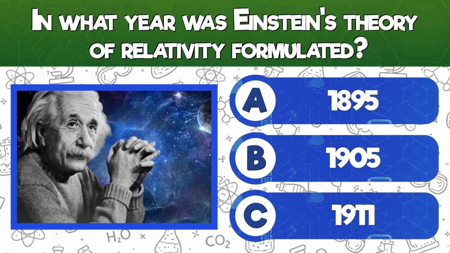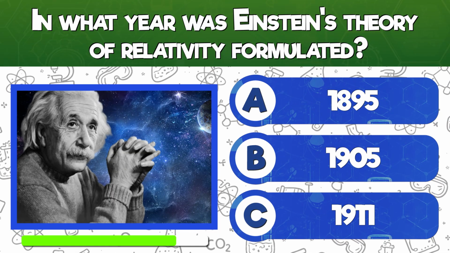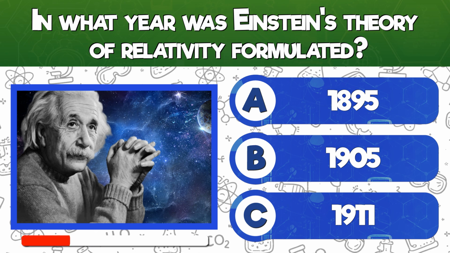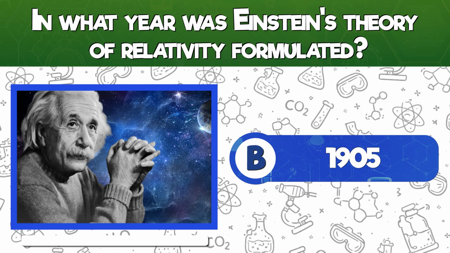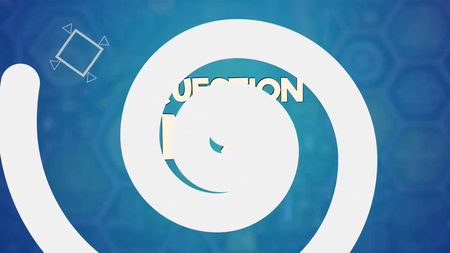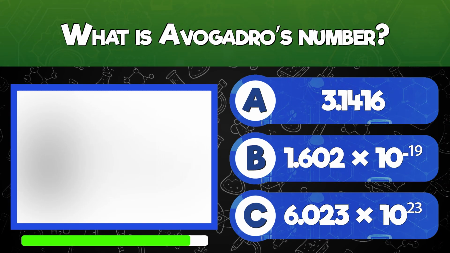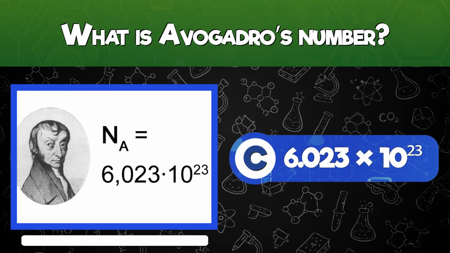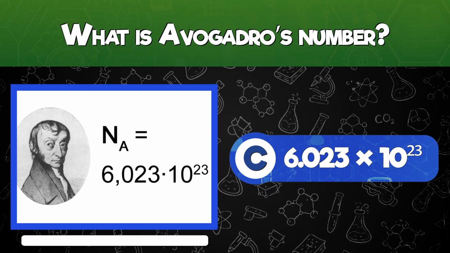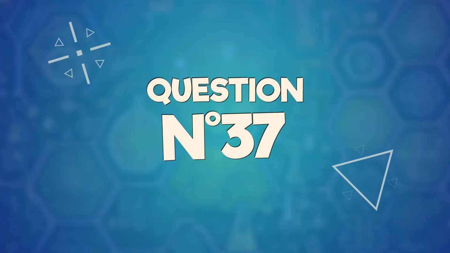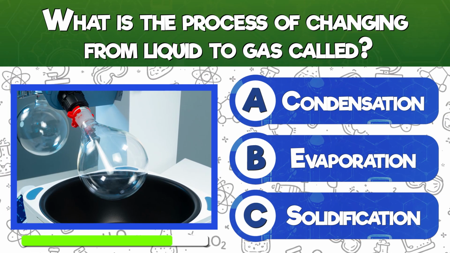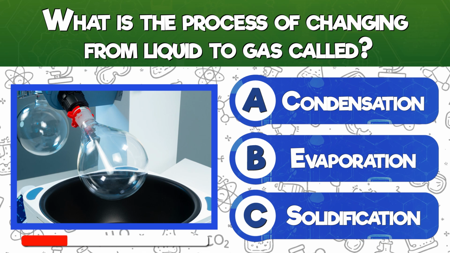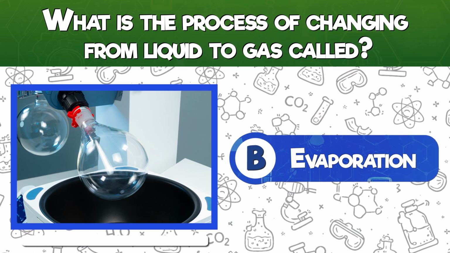In what year was Einstein's theory of relativity formulated? In 1905. What is Avogadro's number? 6.023 times 10 to the 23rd. What is the process of changing from liquid to gas called? Evaporation.